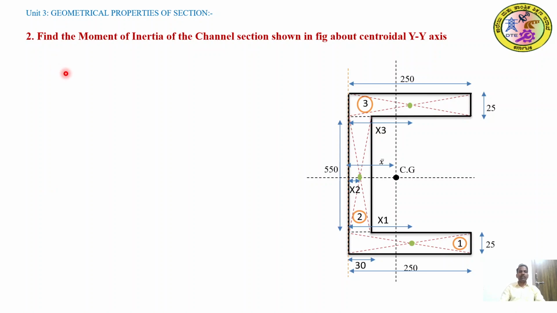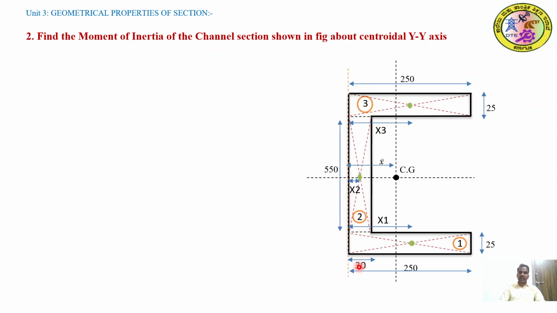In the second problem, we need to find the moment of inertia of the given channel section about the centroidal y axis. In the given channel section, the dimension at the bottom is 250 millimeter and the overall depth is 550 plus 25, which is 600 millimeter, and the top width is also 250 millimeter. The top flange is 25 millimeter deep and the bottom flange is 25 millimeter, but the web has 30 millimeter depth.